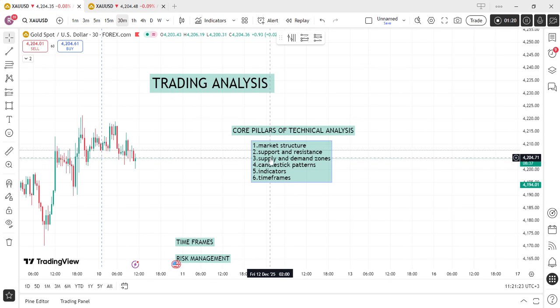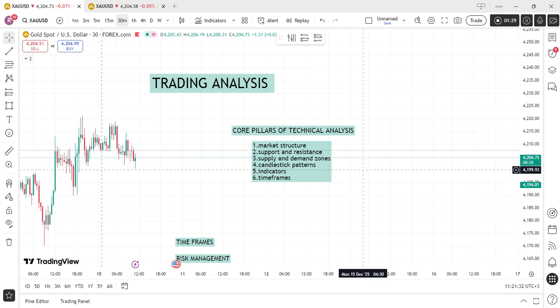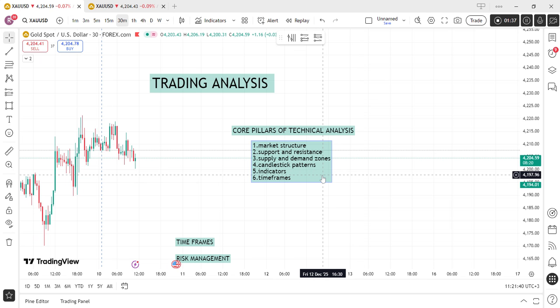But as you can see here, I'm talking about market structure, support and resistance, supply and demand, indicators, candlestick patterns. And a lot of traders out there will tell you that people who trade support and resistance are losers, and people who trade patterns don't make money. But ask them to show you their bank accounts, right? I know people who only trade support and resistance. I know people who trade only candlestick patterns and make big money.